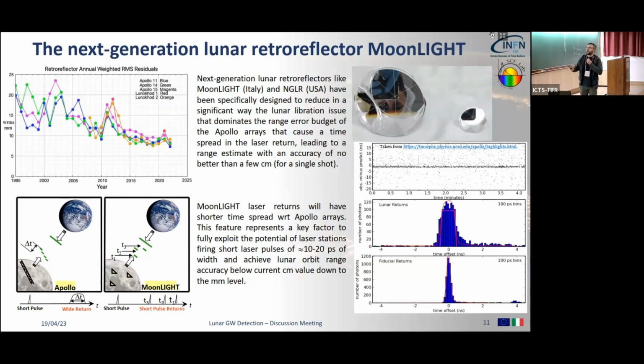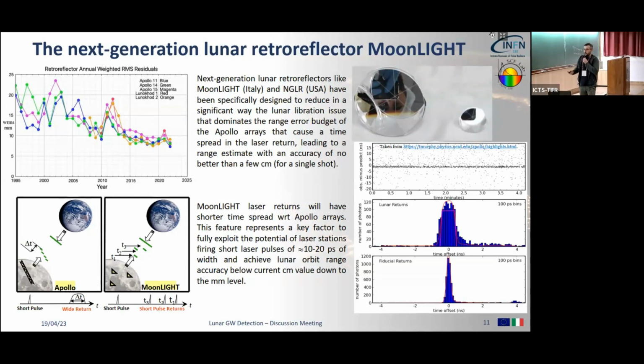In 30 years, this reduced by a factor of the square root of the number of measurements. But you cannot go below it because of this limitation, the physical size of the arrays. So here you have another example. This is the temporal spread introduced by the size of the arrays, and this should be the fiducial laser return if there is no libration.